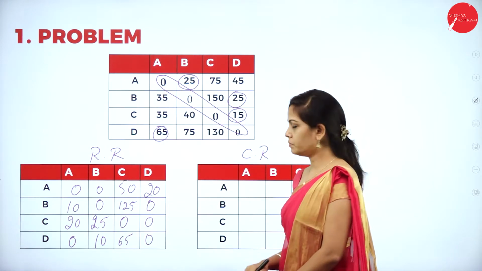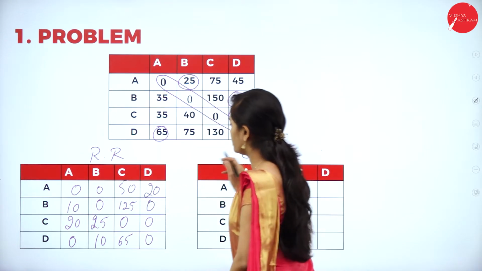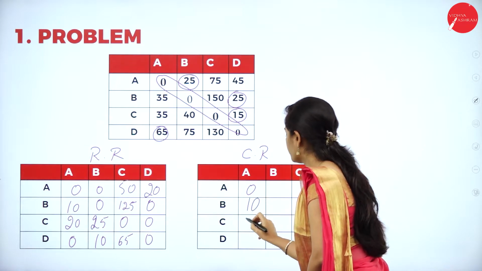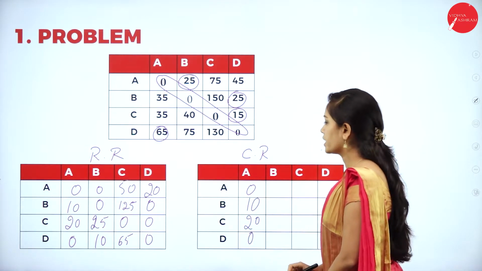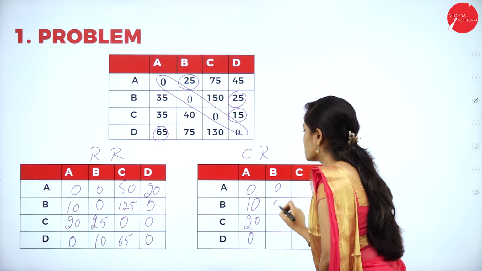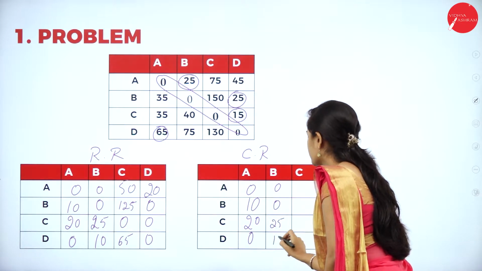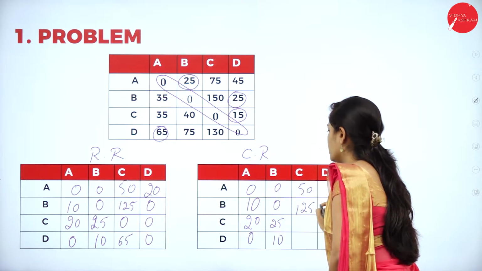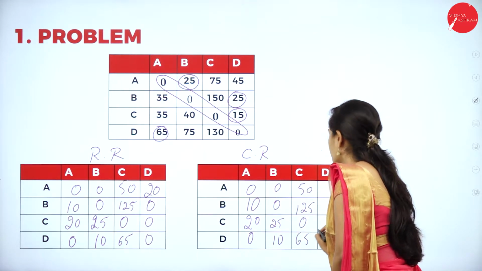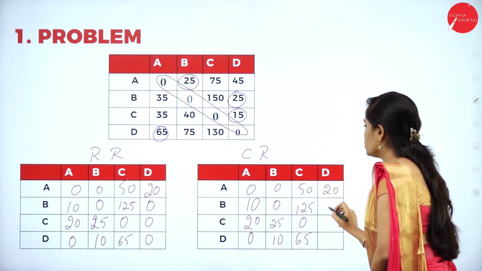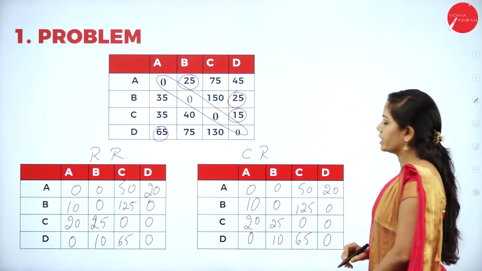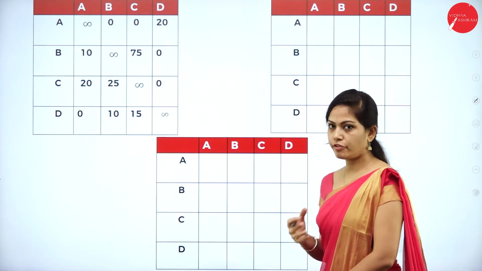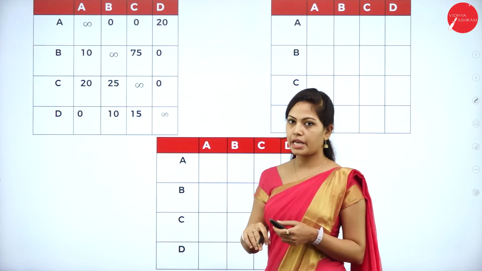And column reduction, by using this row reduction, we can find the column reduction. In first column, least value is 0. In second column also least value is 0. Third column, least value is 0. Again, you will get the same value. In fourth column, least value is 0 only. You get the same value. By using this column reduction, in next step, we can find the row scanning and column scanning.